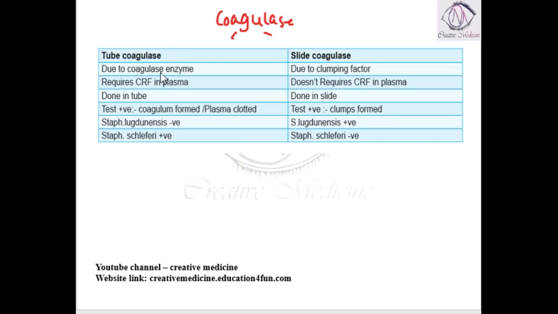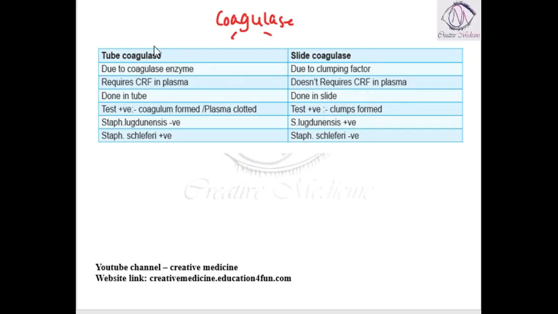Tube coagulase will require coagulase reacting factor in the plasma. This coagulase reacting factor in the plasma is important for tube coagulase, whereas slide coagulase does not require coagulase reacting factor in the plasma. Tube coagulase is mainly done in the tube, whereas slide coagulase is mainly done on the slide.